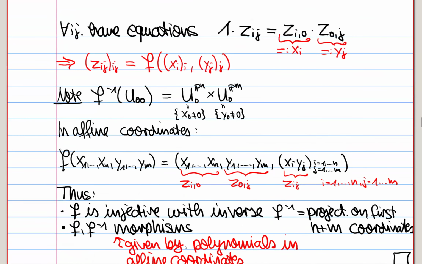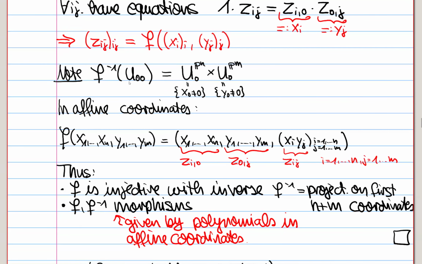And then to check that F is a morphism, well, first of all, note the inverse image of this U_{00}. So somehow we have z_{00} should not be 0. Well, z_{00} is the product of x_0 times y_0. So this is non-zero if and only if these two numbers are non-zero. So the preimage of this affine patch is actually a product of affine patches on the two factors, x and y, or P^n and P^m. And then in these affine coordinates that we have now, we have x_1 up to x_n and y_1 up to y_m. And then in these affine coordinates from here to U_{00}, the map just takes this tuple.